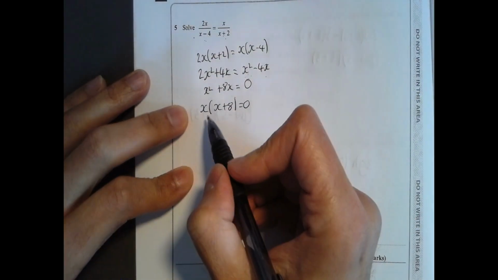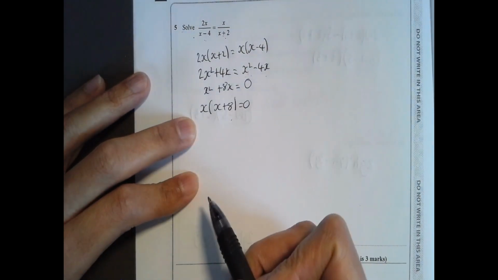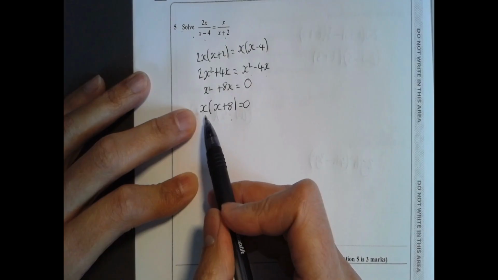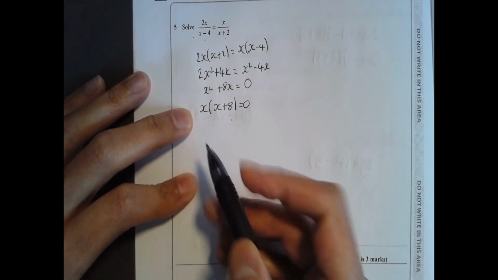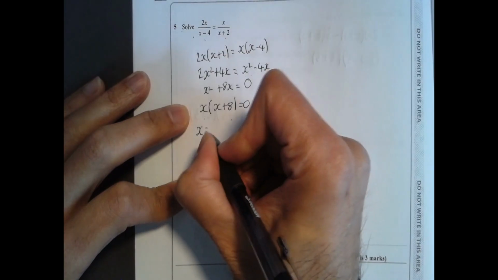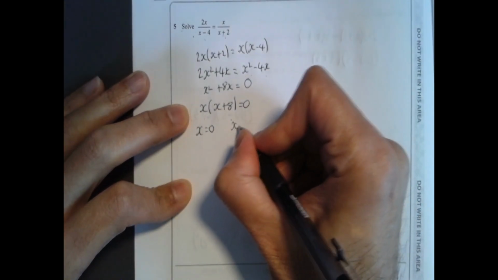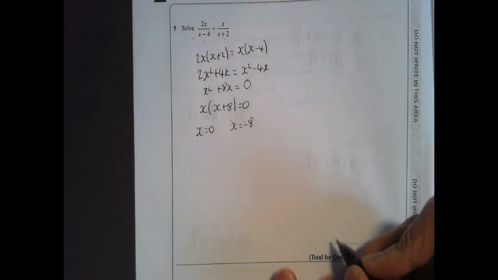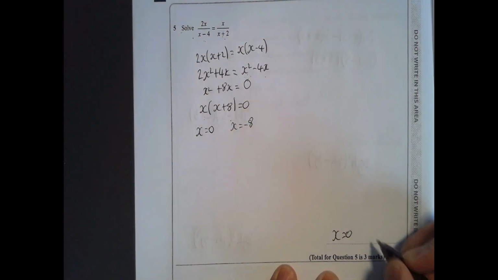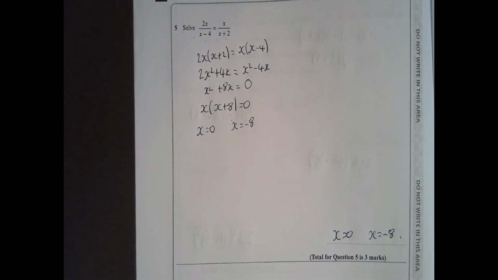Okay, so now I've got it in factorised form, and I need to solve it. So there's two possible solutions here. I've got two things that multiply together to give me 0. So either x is going to be equal to 0, or this x plus 8 is going to be 0, in which case x would have to be equal to negative 8. So my answers here are going to be x is equal to 0 and x is equal to negative 8.